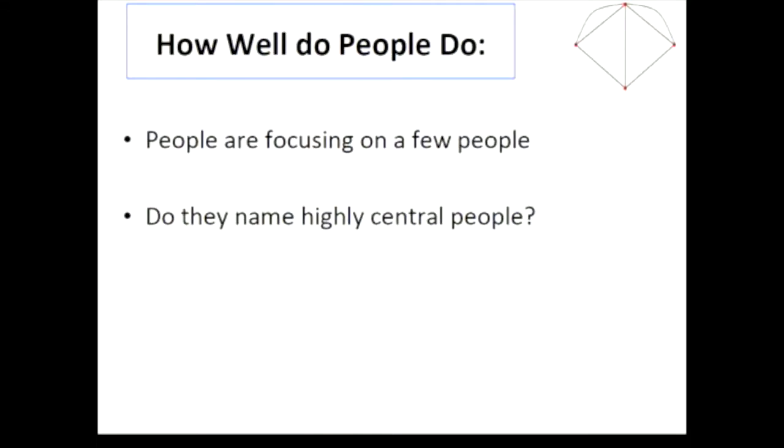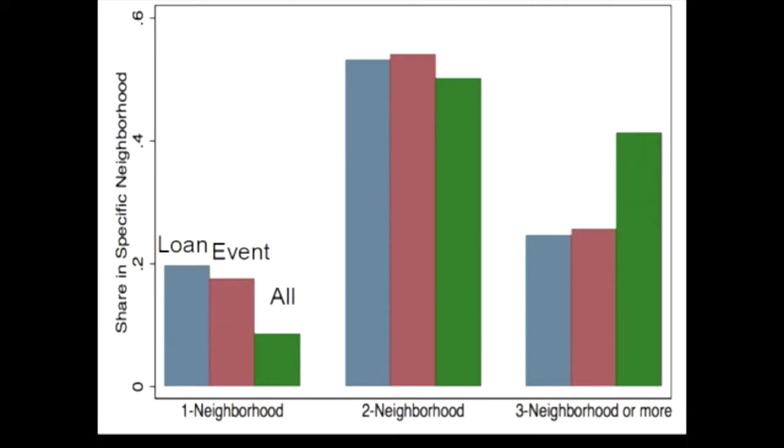So they're focusing on a few people. Then we can ask them, are they naming highly central people? Are they naming these diffusion central individuals in the village? So first of all, a little bit of background. We can ask first, are they actually naming people who are beyond their immediate circle?